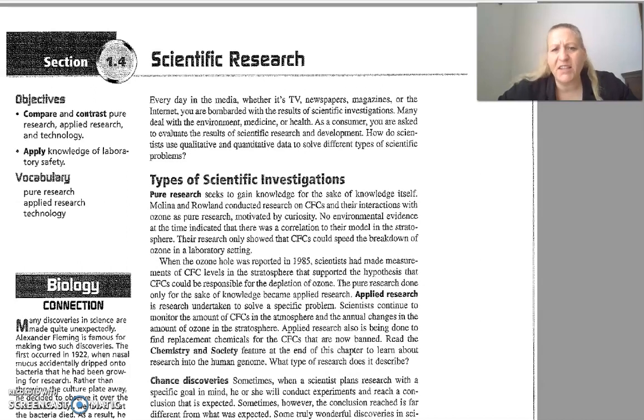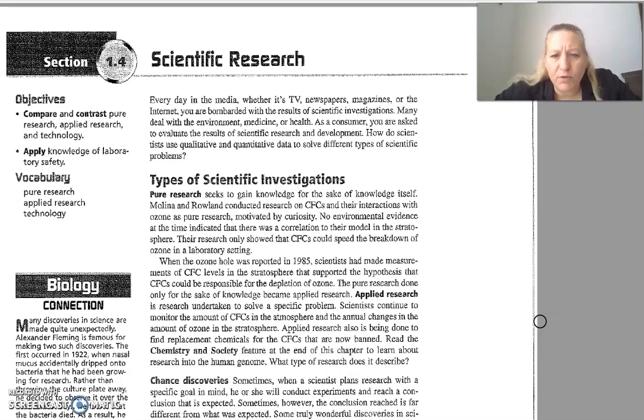So, the types of scientific investigations. Pure research seeks to gain knowledge for the sake of knowledge itself. Molina and Rowland conducted research on CFCs and their interaction with the ozone as pure research, motivated by curiosity. No environmental evidence at the time indicated that there was a correlation to their model in the stratosphere. Their research only showed the CFCs could speed the breakdown of ozone in a laboratory setting.